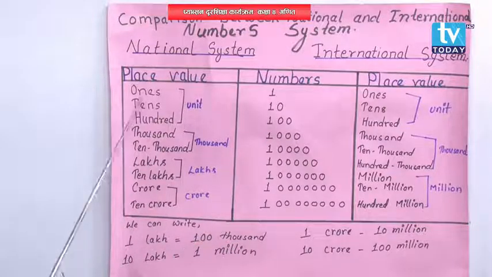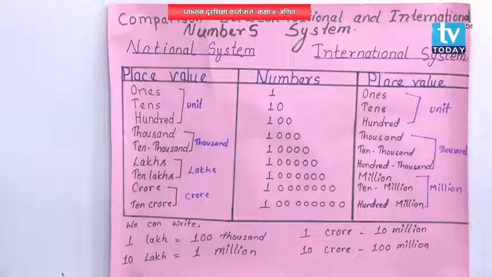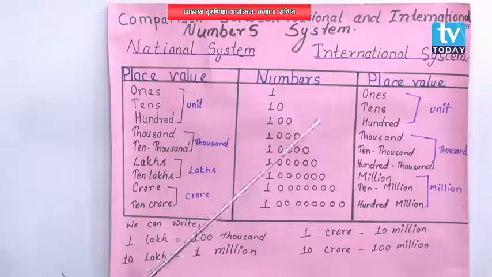First, the place value of the national system. How will the place value start? It starts from ones, tens, hundred, thousand, 10,000, lakhs, 10 lakhs, crore and 10 crore. Done? Same as here. Ones, tens, hundred come in the form of a unit. A single number is there, and they have a single name.